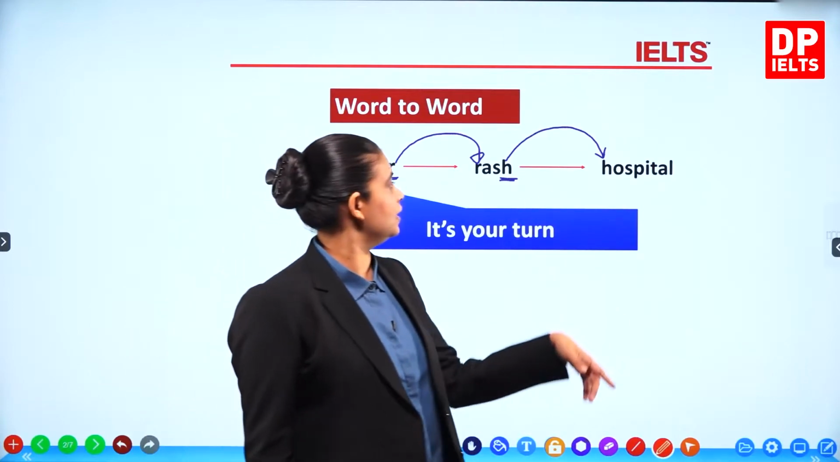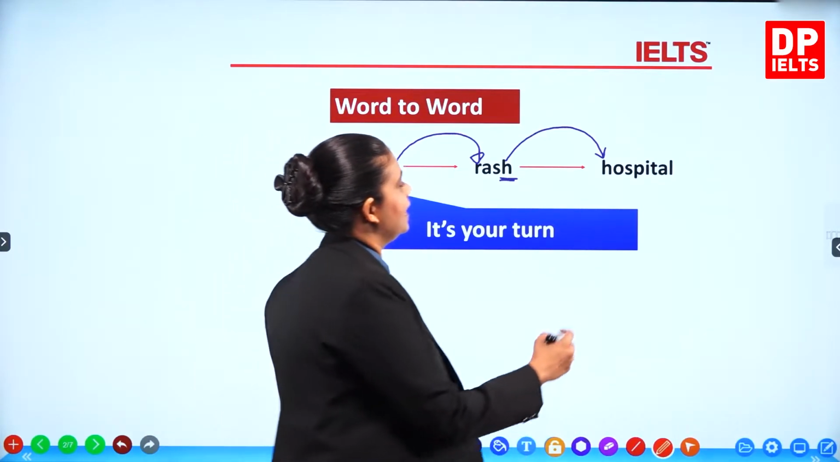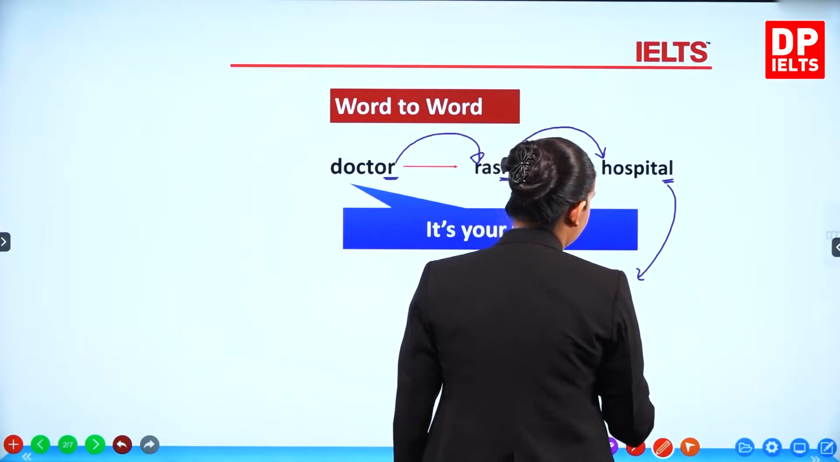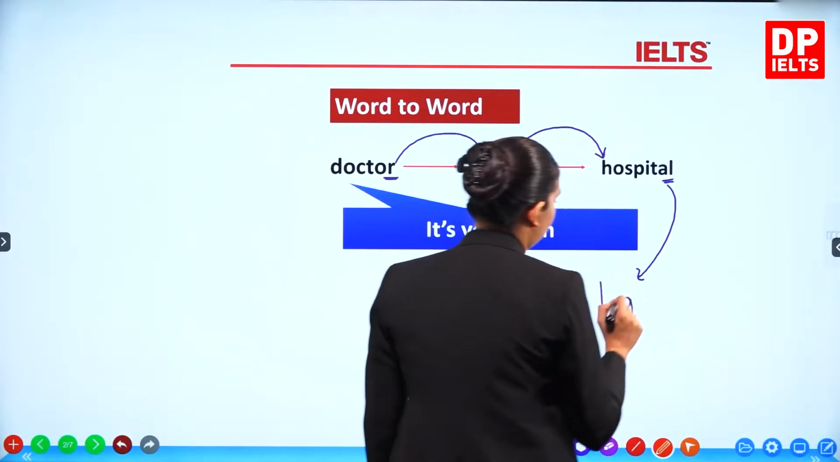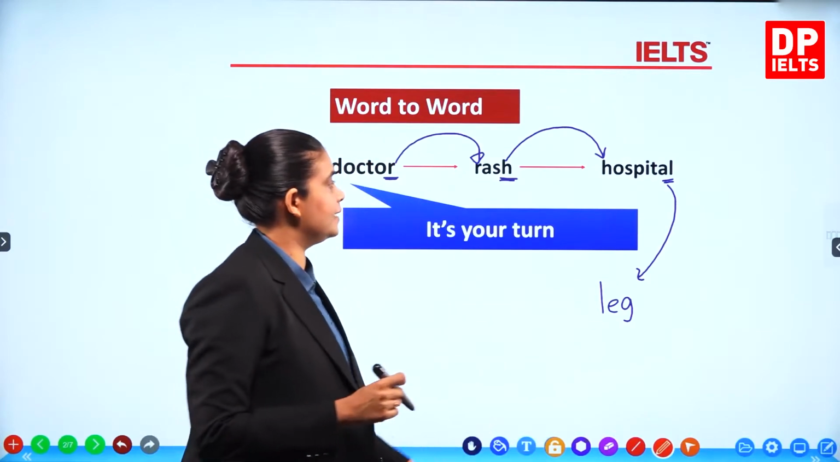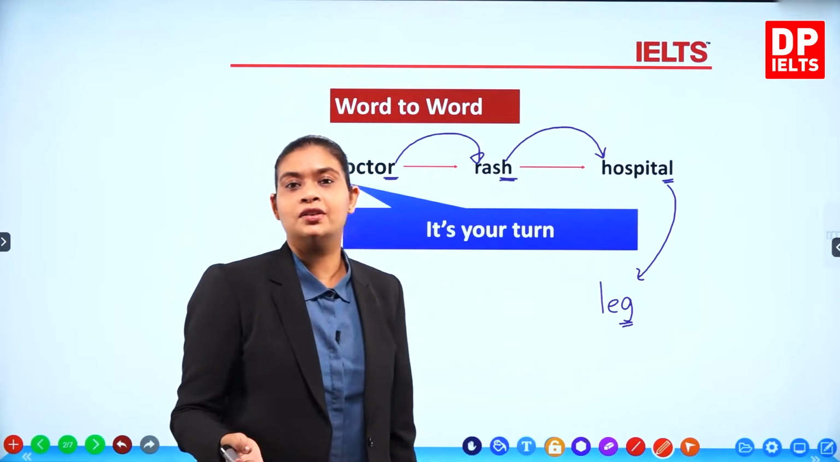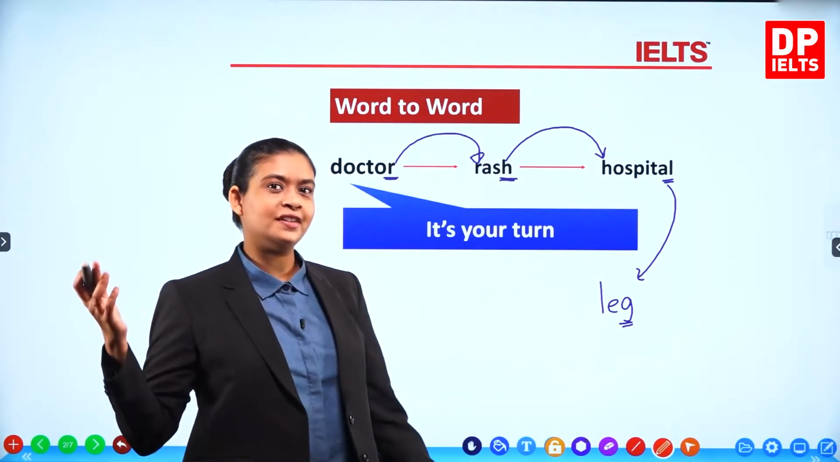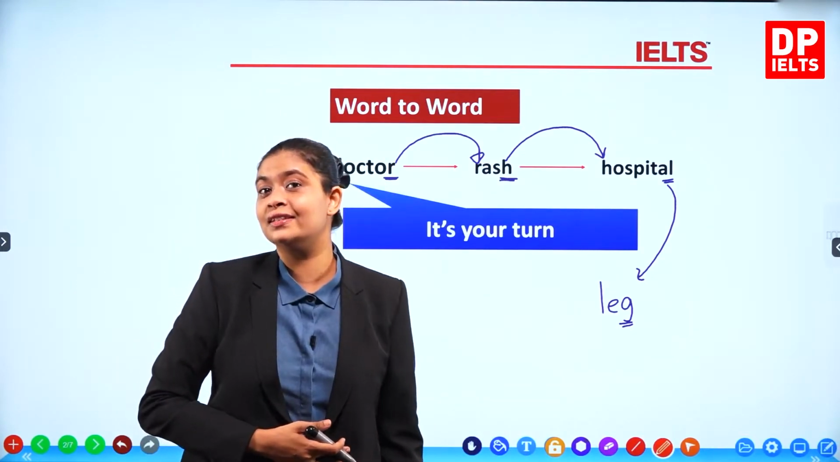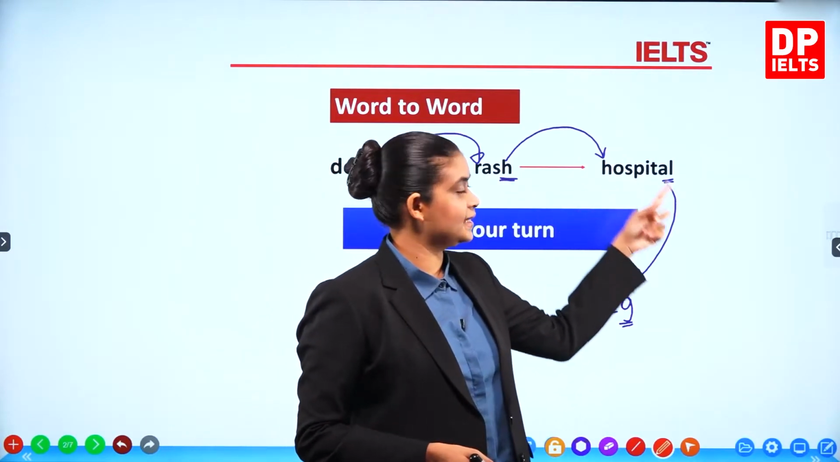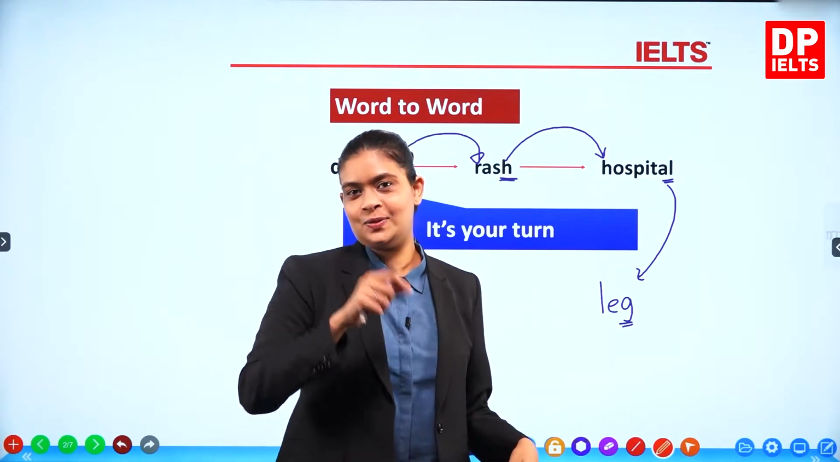So hospital ends with L, so I can say leg. Okay, then there is G, so I can say gastroenteritis. That's a big word, okay? Or you can say gastric, okay? So with this finishing letter start the next word, and that is word to word.